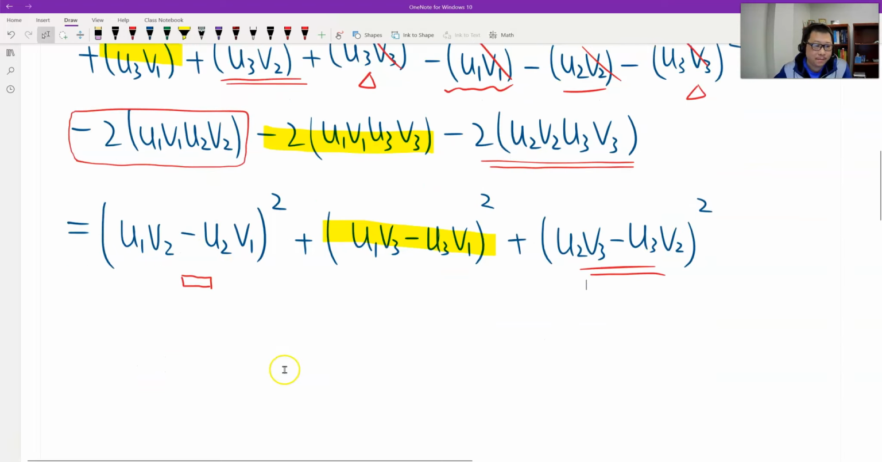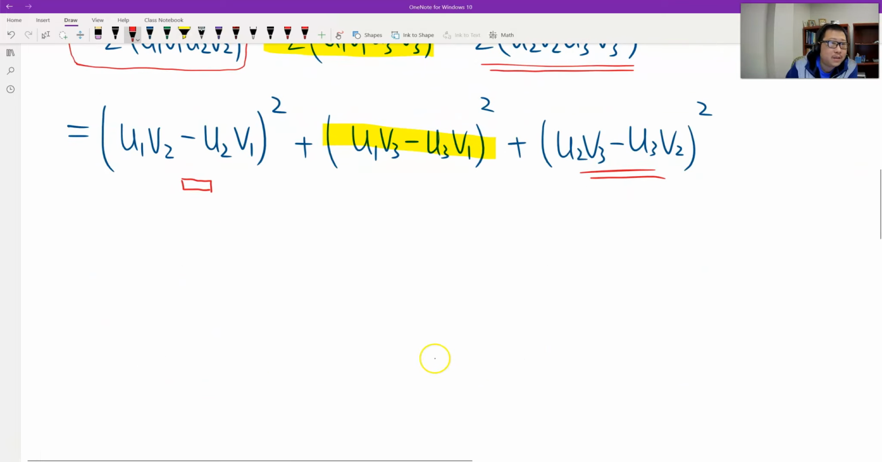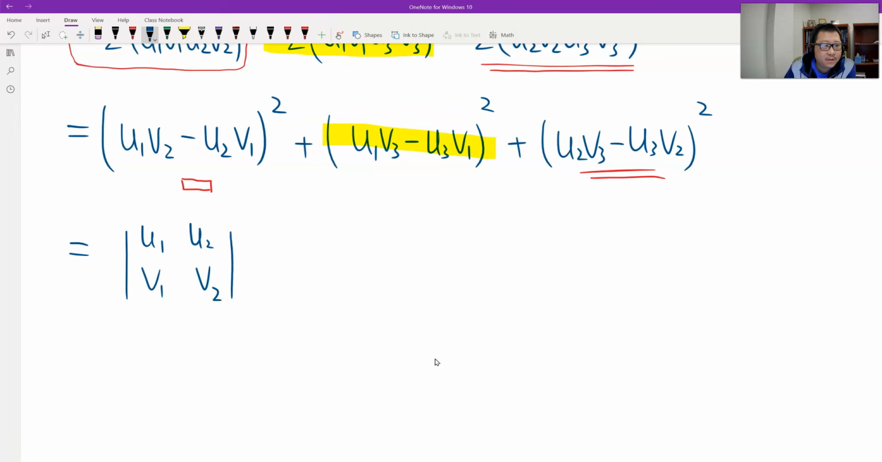Almost. And then what do we have? We can just make a determinant. So the first is a determinant. Can you see? The first is just a determinant of u1 v2. So I can put it is u1 here, v2 here, and then u2 here, and then v1 here. Is the same? Yeah, definitely, because the definition of a 2 by 2 determinant.